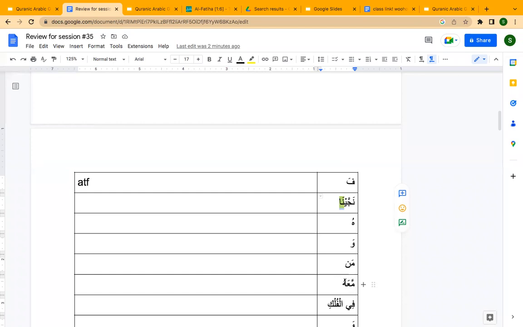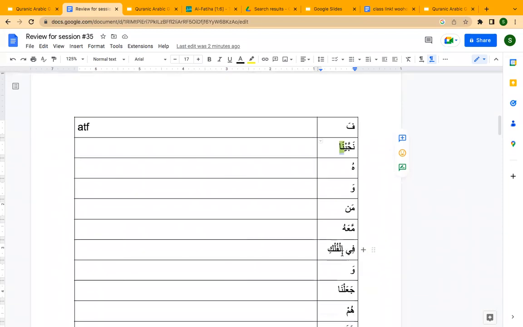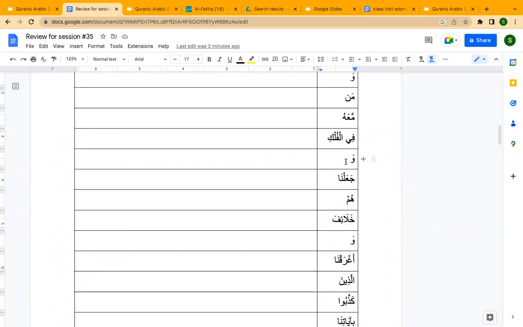Every time you see a zarf with an attached pronoun, you will find an idafa construction because it is one of your special mudaf. So there is always going to be an idafa construction. What do you think about fil fulki? Al-jar wal majroor, and I'm going to leave it at that because I have not taught you how to label al-jar wal majroor in jumla fi'liya. Now tell me about waw. What are you going to label waw? Harf atf, very well done.